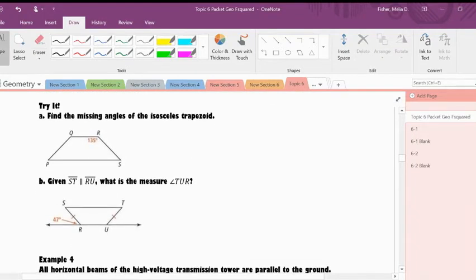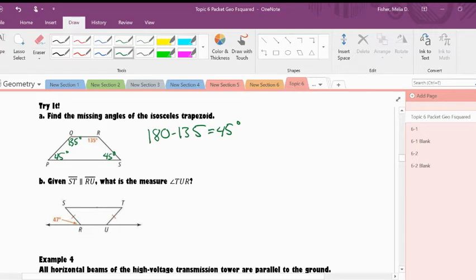Find the missing angles of the isosceles trapezoid. We're given that R is 135. That means that Q has to be 135. And then to find the other angles, 180 minus 135 is 45. And that means angle P is 45 degrees and angle S is 45 degrees.